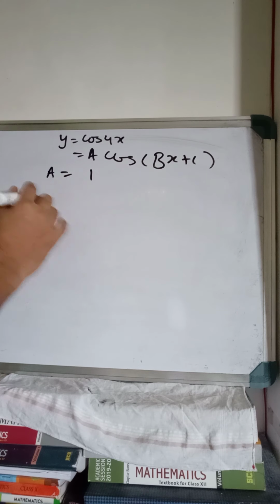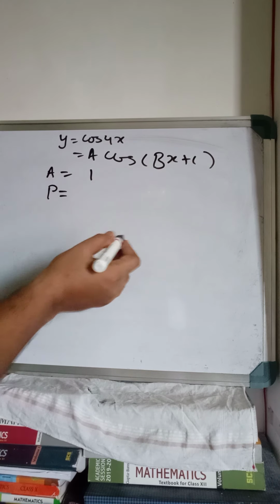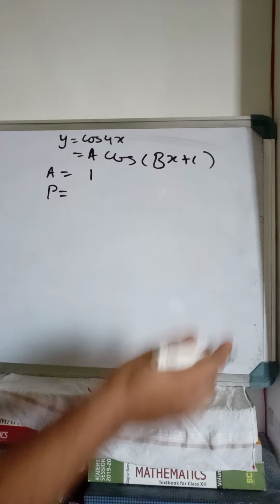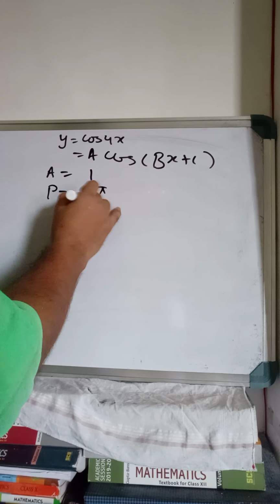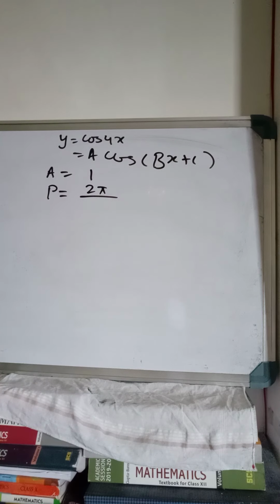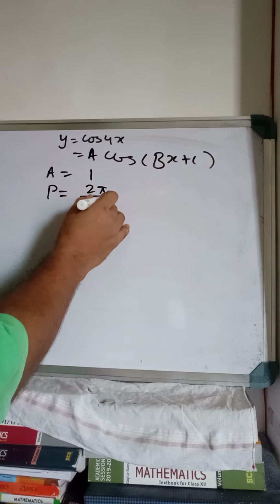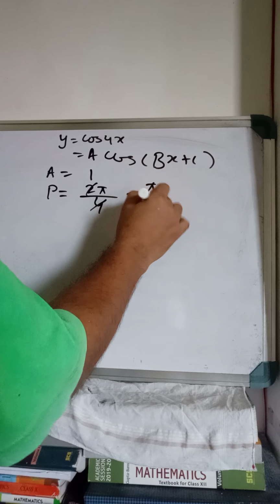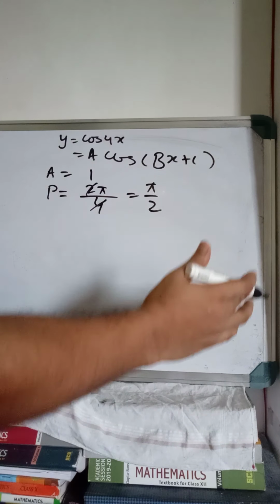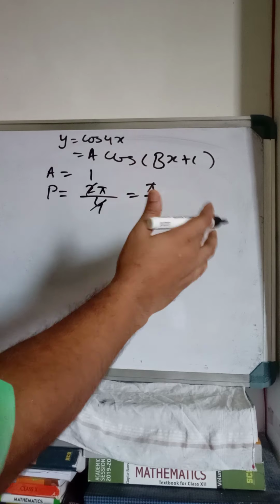Now the period p is actually what? Last time I told you it is 2 pi by mod b. Over there b is actually 4, so 2 pi by 4, that is pi by 2, that is your period. It means the total length is pi by 2.